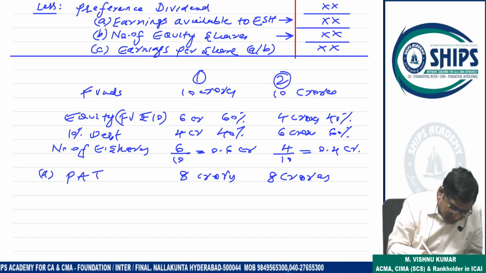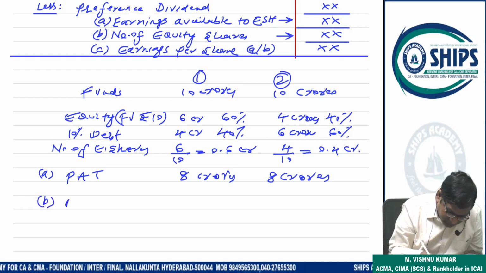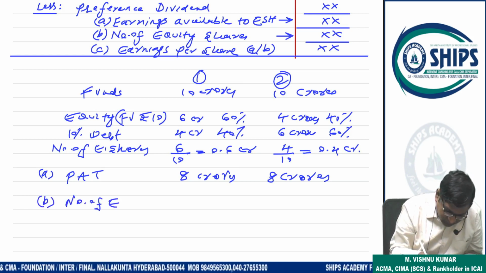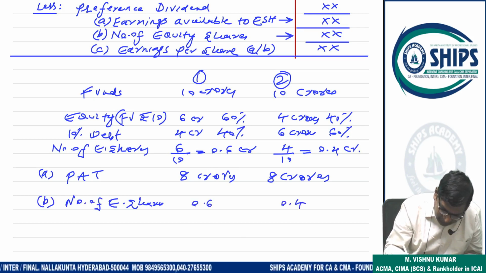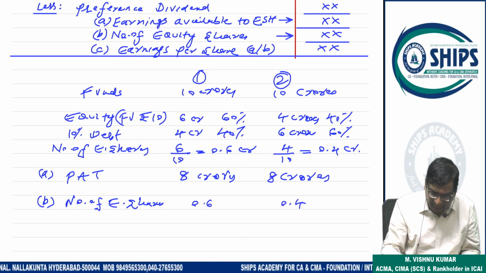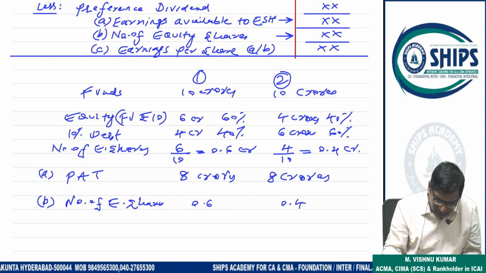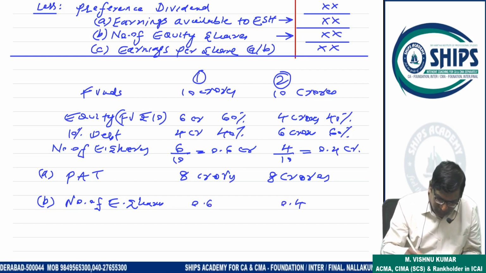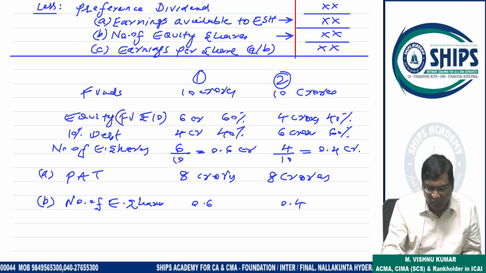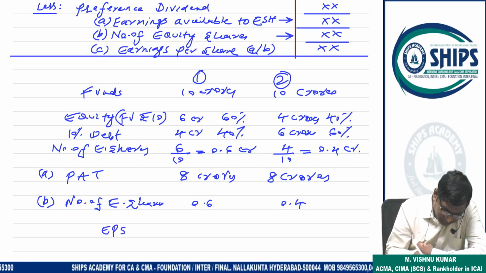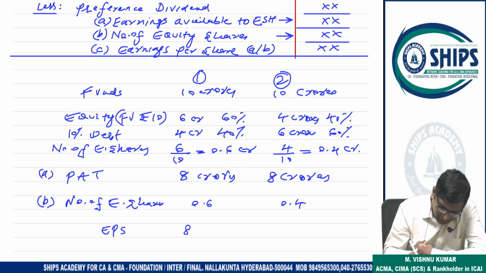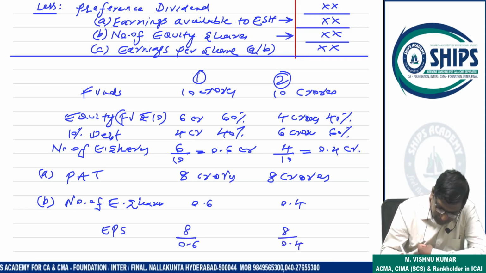Okay. Next, number of equity shares. You already calculated 0.6, 0.4. Okay? Clear? समझ में आ रहा है क्या बोल रहा हूं मैं? So this is 0.6, this is 0.4. So if I calculate earning per share here, earning divided by number of shares is also earning divided by number of shares.